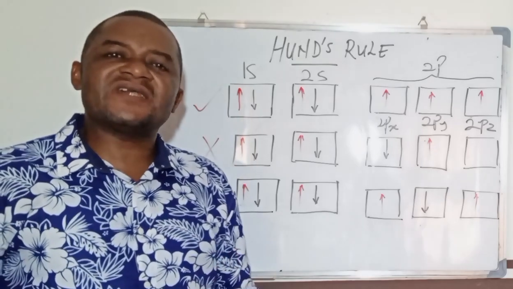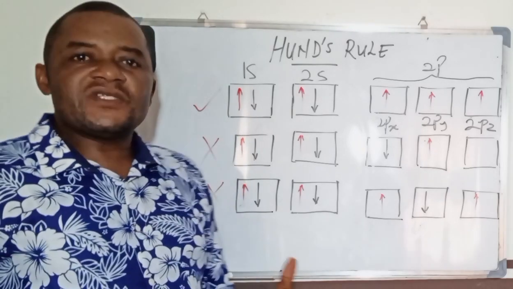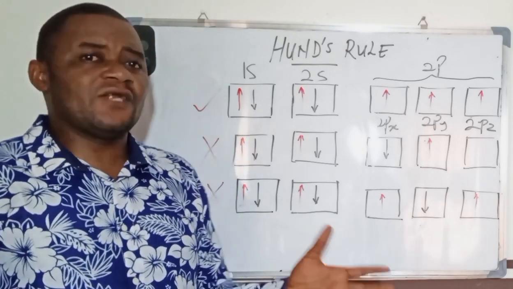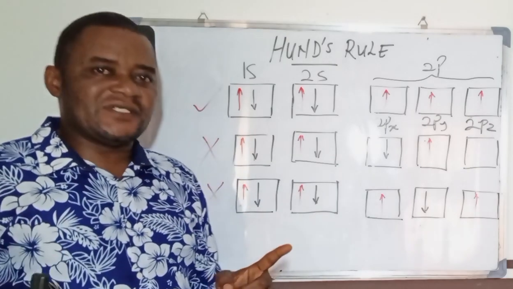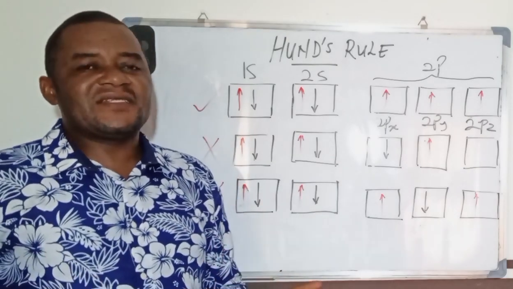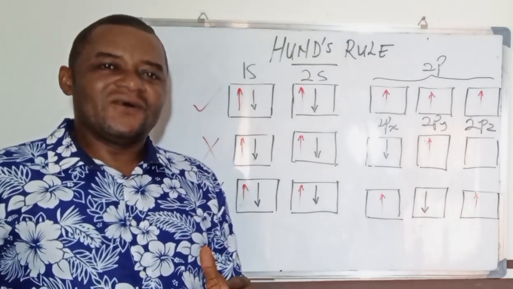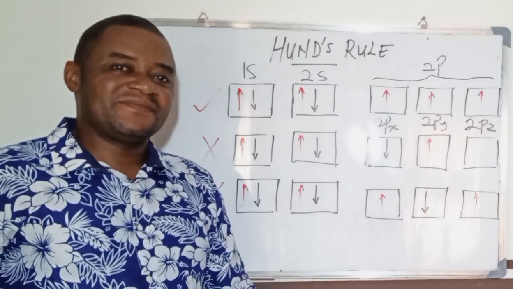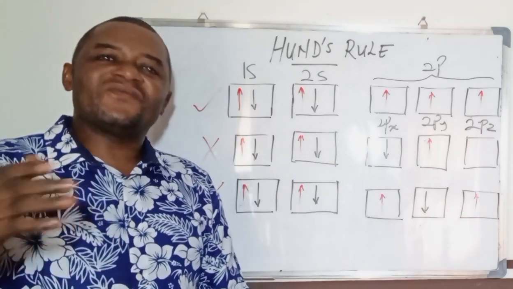But what is the relevance of Hund's rule? Hund's rule is important in chemistry, and let me tell you just one reason why it's important. The importance of Hund's rule is that it helps you to be able to determine the electronic configuration.